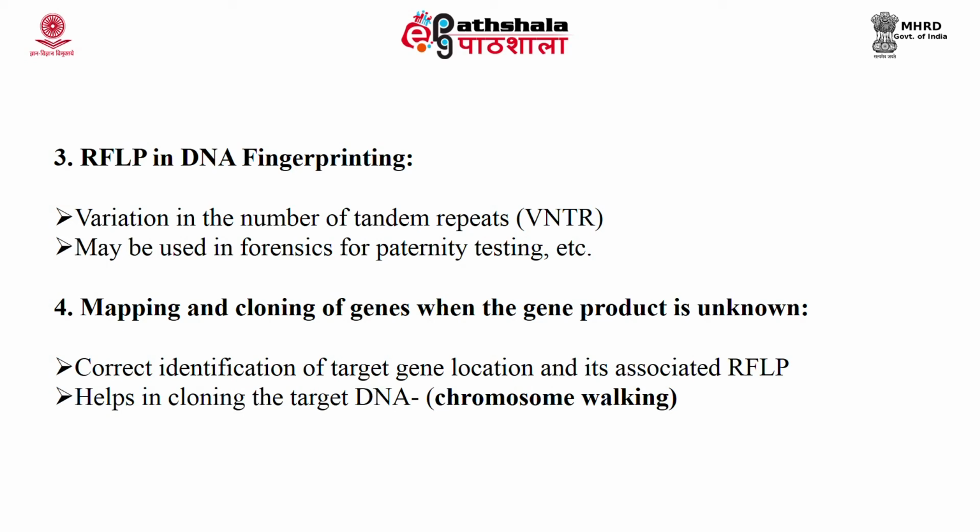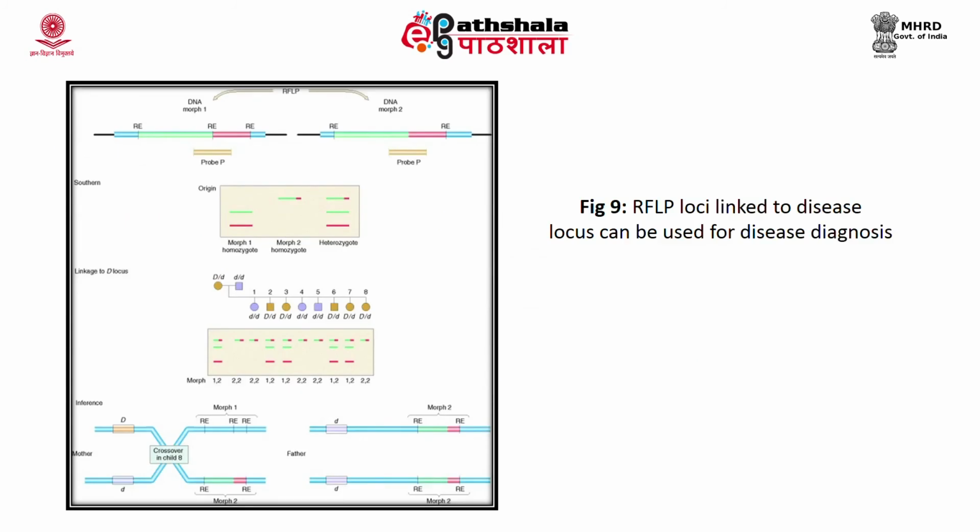Fourth, mapping and cloning of a gene when the gene product is unknown. Correct identification of the target gene location and its associated RFLP helps in cloning the target DNA by walking down the chromosome, that is chromosome walking, from one microsatellite or RFLP marker to another marker flanking the gene of interest. Figure 9 shows the RFLP loci linked to the disease locus that can be used for disease diagnosis.